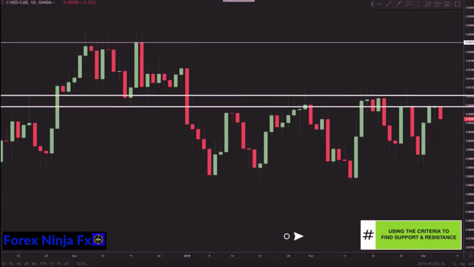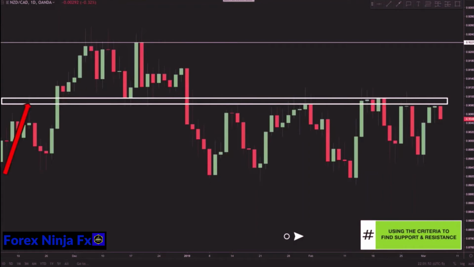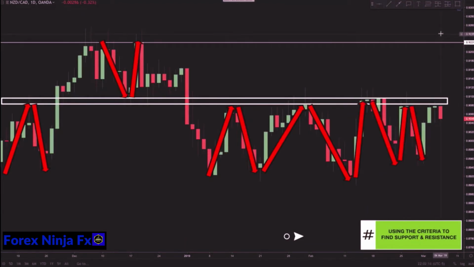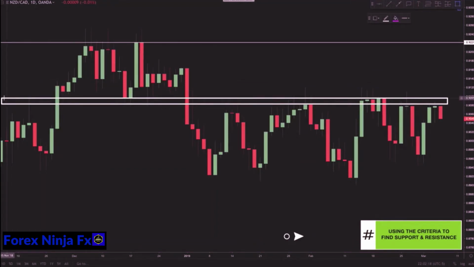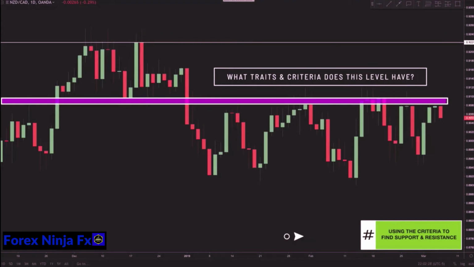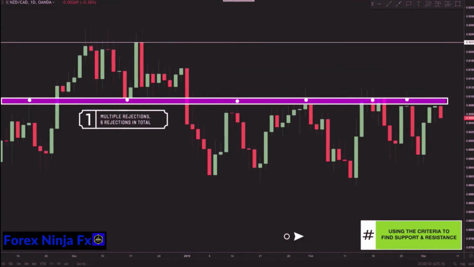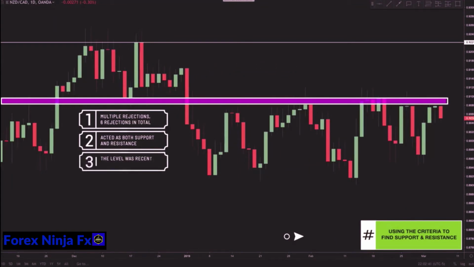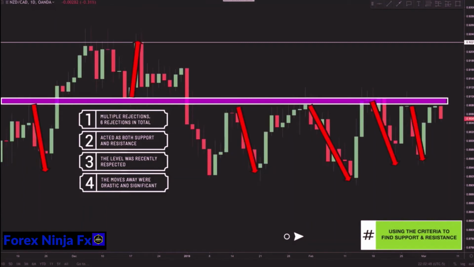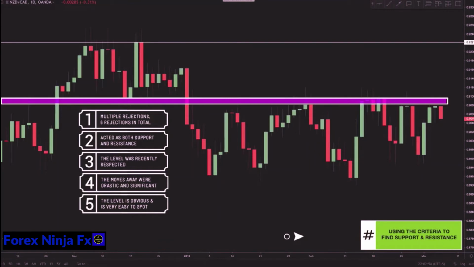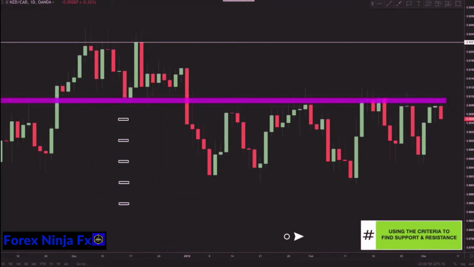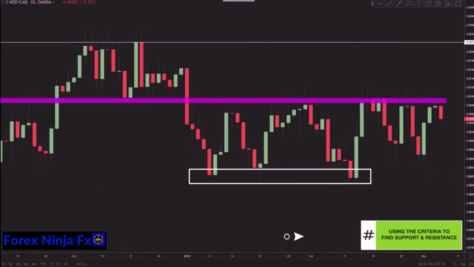So moving on down. Now the next level we spot is this level here with 6 rejections. Rejection 1, rejection 2, rejection 3, rejection 4, rejection 5, and rejection 6. So again, what traits and criteria does this level have that makes it a good level? 1. There are multiple rejections of this level, a total of 6 rejections. 2. This level has acted as both support and resistance. 3. The level was recently respected, meaning it is still valid in a current time period. 4. The moves away from this area are drastic. And 5. The level is fairly obvious, as you should have been able to see the reversals from this area very quickly. Now, moving on down, we spot the 3 rejections here and draw in another level.